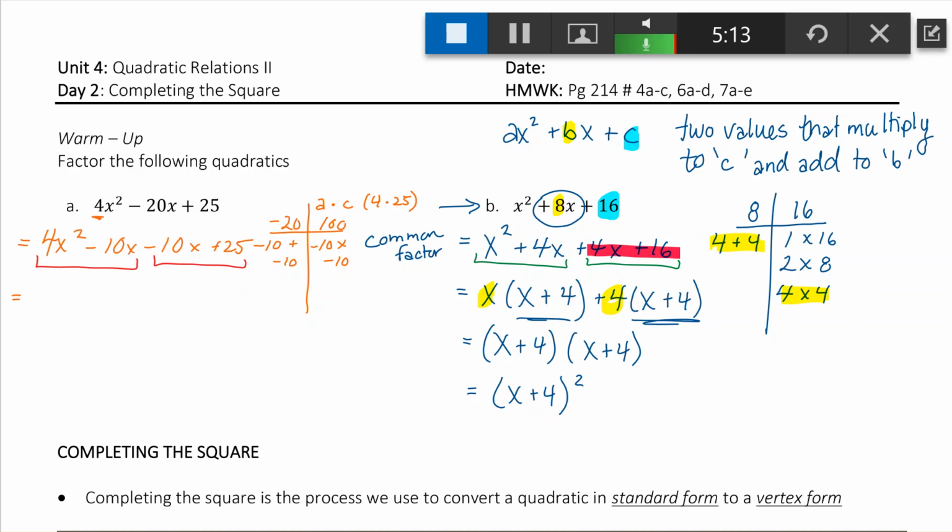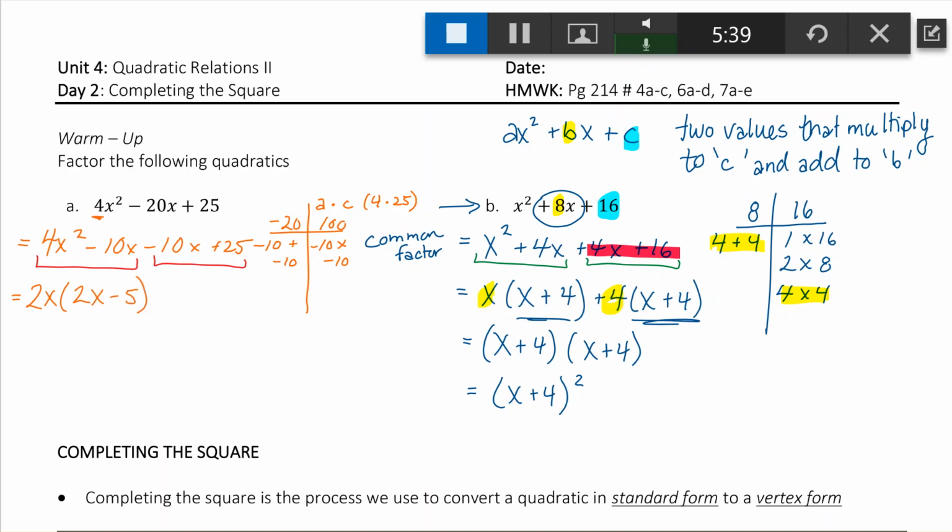Okay, and you are going to factor out what's common. Well, in this problem here, you look at what's common between 4x squared and negative 10x. Well, they both have an x in common. Well, what is the greatest constant or factor that you could factor out of 4 and 10? It would be 2. So if you factor that out, 2 and x, you're left with 2x minus 5.